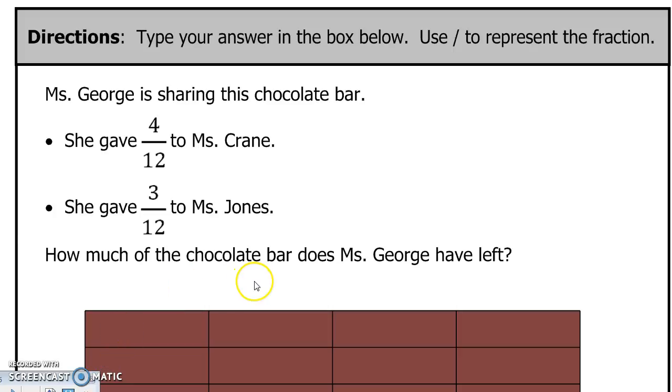All right, let's talk about some chocolate here. Miss George is sharing this chocolate bar. She gave 4/12 to Miss Crane. She gave 3/12 to Miss Jones. How much of the chocolate bar does Miss George have left?